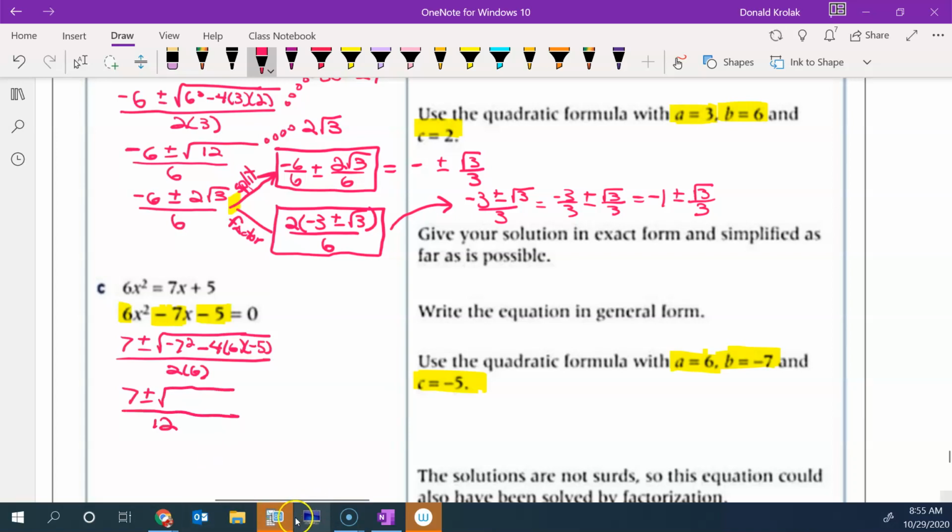If I was to do that on my calculator, you have to understand how the calculator thinks of this equation. My calculator.